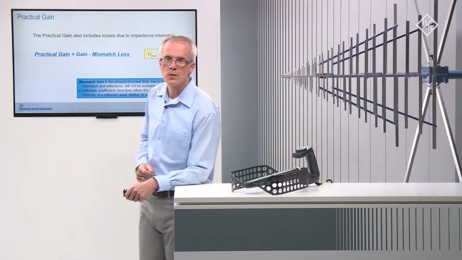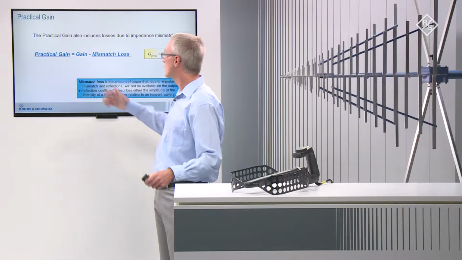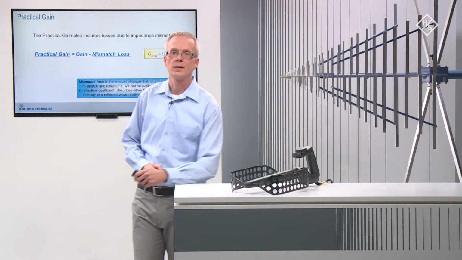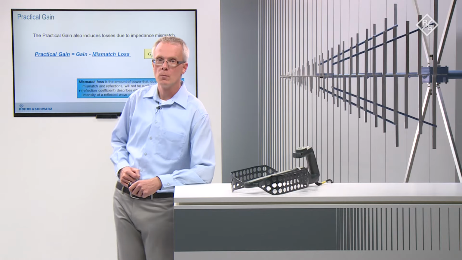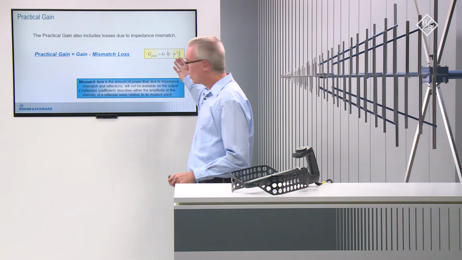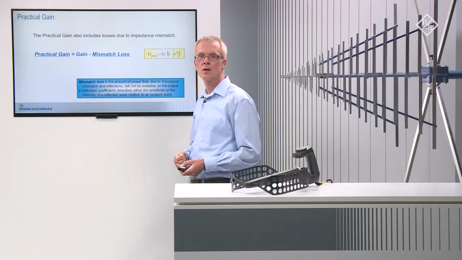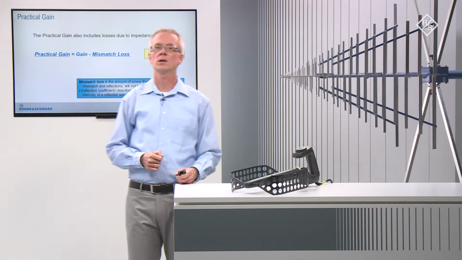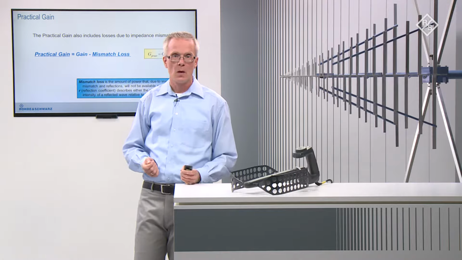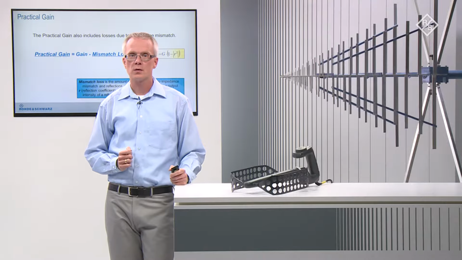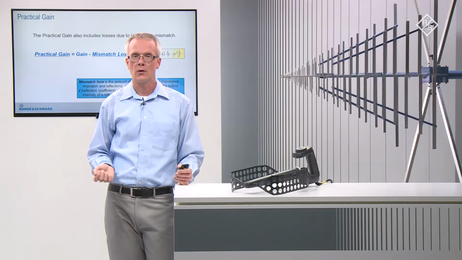To describe this, the parameter practical gain is frequently used. The practical gain is what we actually measure. It is the antenna gain multiplied by a term which contains the magnitude of the reflection coefficient. This term represents the mismatch losses at the transition from the cable to the antenna. We will explain the reflection coefficient in more detail in one of the next slides. So, if there are no mismatch losses, practical gain and gain are equal.